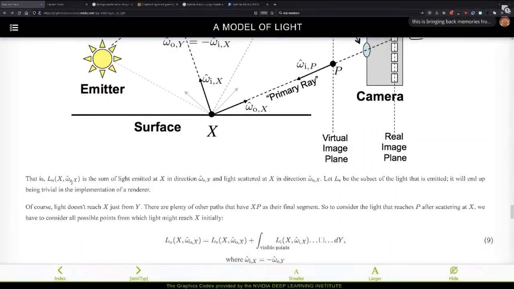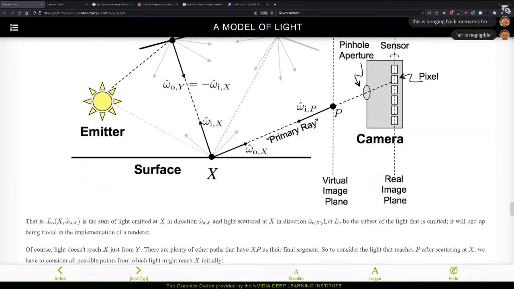L_o(x, omega_o) is the sum of light emitted at X in direction omega_o and light scattered at X in direction omega_o. What did I just read?